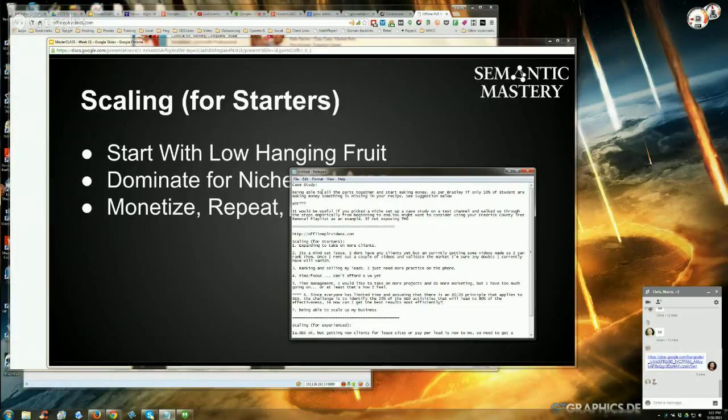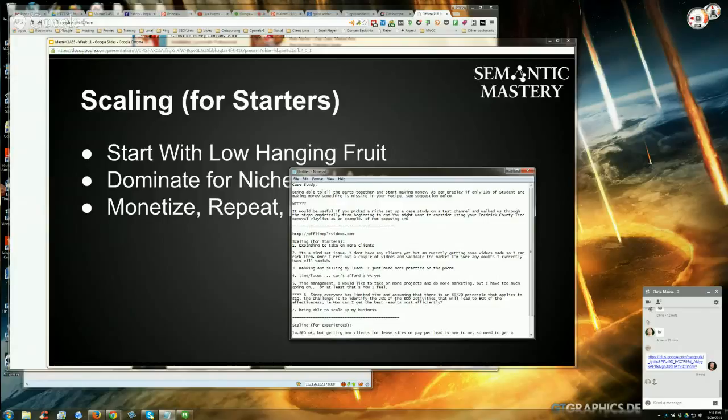Remember, the question was, what challenges are you facing? There were only 2 questions. Number one was, what challenges are you facing, and number two, what would you like to see more of? Those are the 2 questions. This is one of the responses that came in. So what challenges are you facing? Being able to tie all the parts together and start making money.